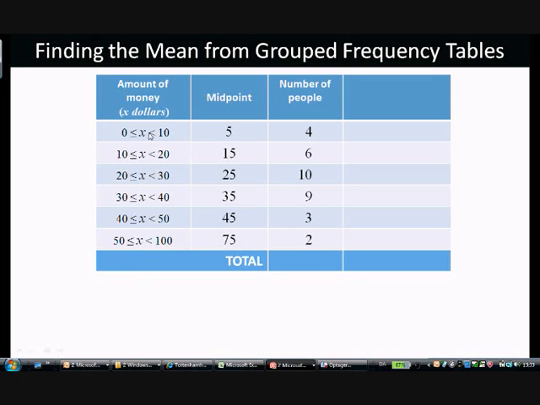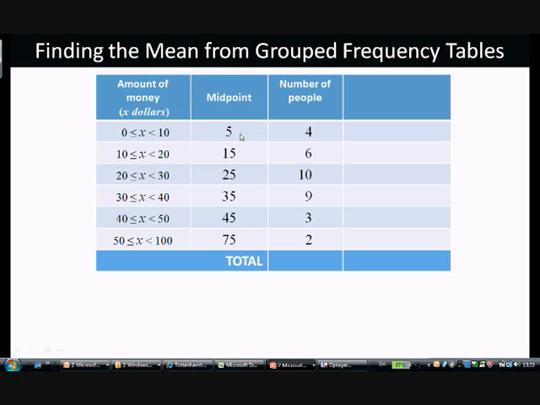So here's that information. There are 4 people that have between $0 and $10 in their pockets. We don't know how much exactly they've got. They've just told us that it's somewhere between 0 and 10. I've got this column here, midpoint, which is basically the middle of the group. Halfway between 0 and 10 is $5. And I'm going to guess that those 4 people all have, on average, roughly $5 each, because it's in the middle. They could all have just $1, or they could all have $9, or they could all have $9.99.